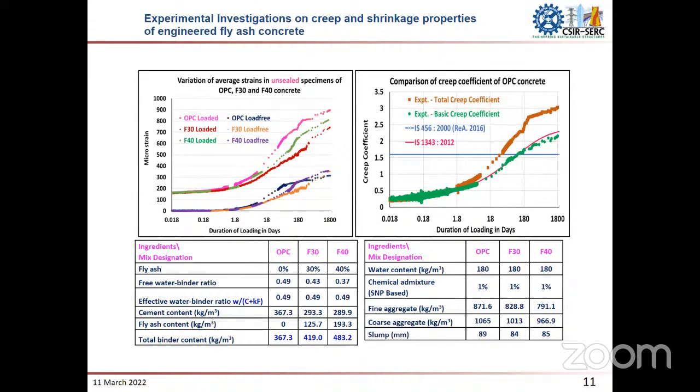Even the latest IS 1343 code, in which a form of the FIB Model Code has been adopted, is under-predicting the creep strain. It can capture only the basic creep part, not the total creep part. This shows the importance of developing the model. Also, for Indian conditions, long-term creep experimental data is not available, so this data will be useful for developing models.